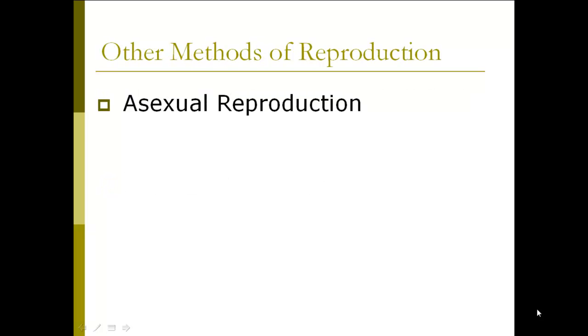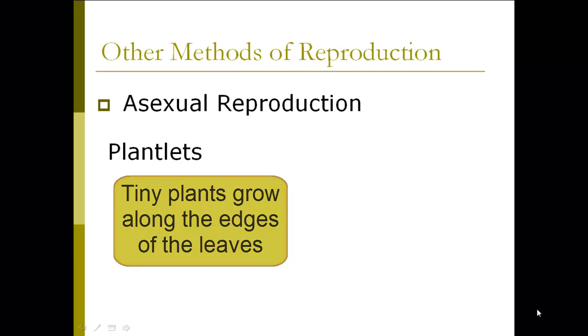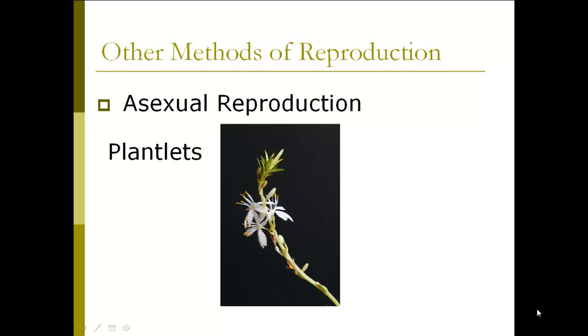Some flowering plants can reproduce asexually, involving only one parent, and do not necessarily need flowers. A new plant grows from one of the plant parts, such as the stems or roots. There are three types of asexual reproduction that we are going to talk about. The first is plantlets. Plantlets are tiny plants that grow along the edges of a plant's leaves. The plantlets fall off and grow on their own. So you can see in this picture the tiny buds that are growing along the leaves, and they'll fall off and form their own plants.